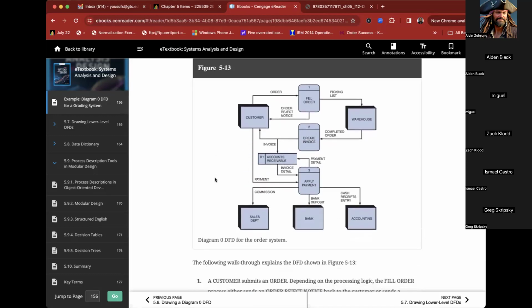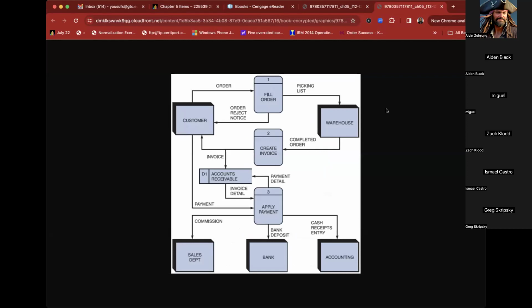Okay. So now the order fulfillment that we saw before, now we will explode that. So the order fulfillment was further divided into 3 components: fill order, create invoice, apply payment.